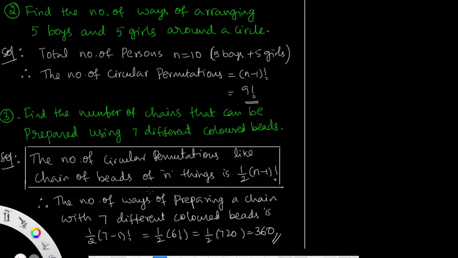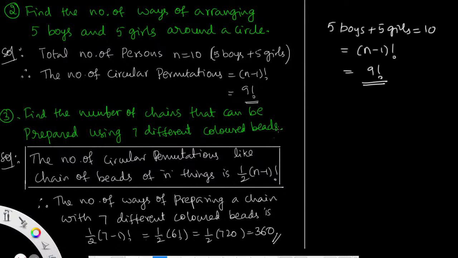Next, the second question: find the number of ways of arranging 5 boys and 5 girls around a circle. The total number of persons is 5 plus 5, that is 10 persons. Using the formula (n minus 1) factorial, we get 9 factorial ways of arranging 5 boys and 5 girls around a circle.